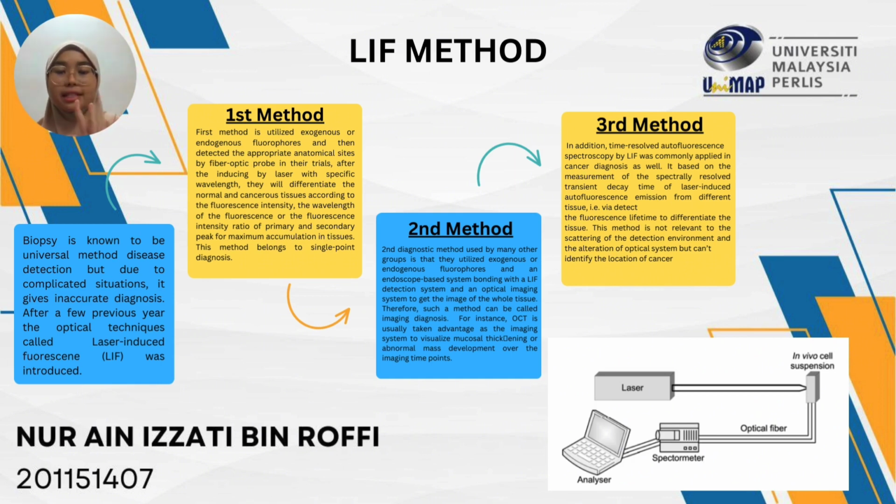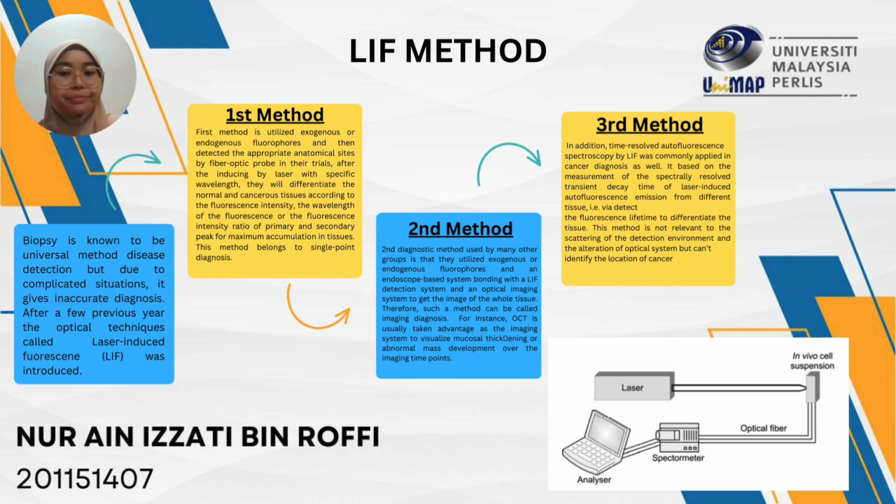There are three methods. The first method utilizes exogenous or endogenous fluorophores and detects the appropriate anatomical sites with a fiber optic probe. After excitation by a laser with a specific wavelength, normal and cancerous tissues are differentiated according to the fluorescence intensity, the wavelength of the fluorescence, or the fluorescence intensity ratio of the primary and secondary peak for maximum accumulation in tissues. This method belongs to single point diagnosis.